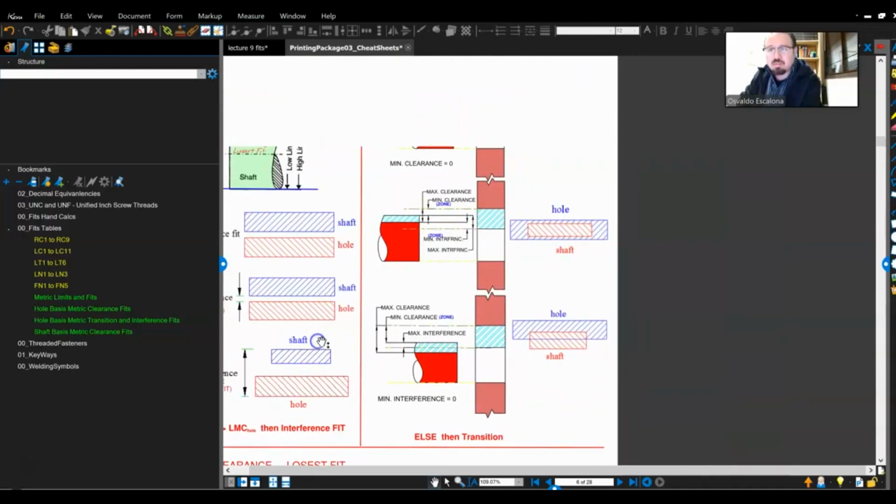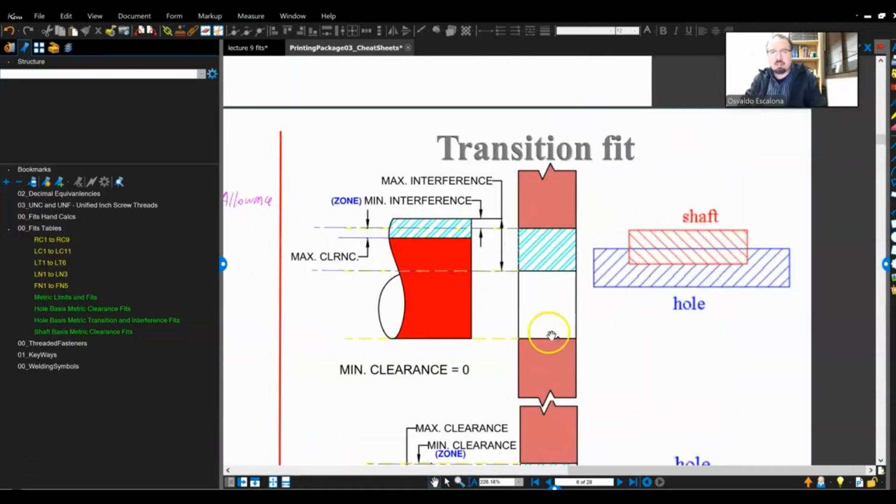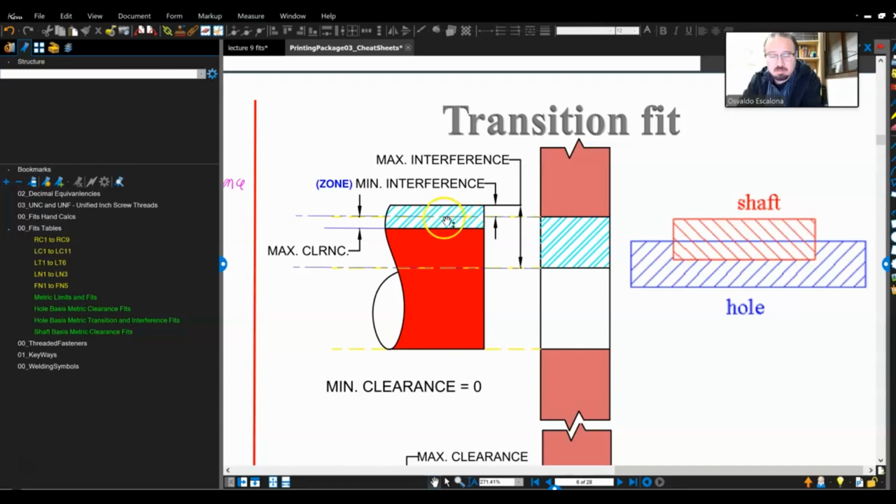Okay, what is a transition fit? A transition fit is when I have a hole, and this is my hole on the right side, and this one is my shaft. And if I were to look at the tolerance zones, there will be an overlap of the tolerance zones. What do I mean by an overlap?